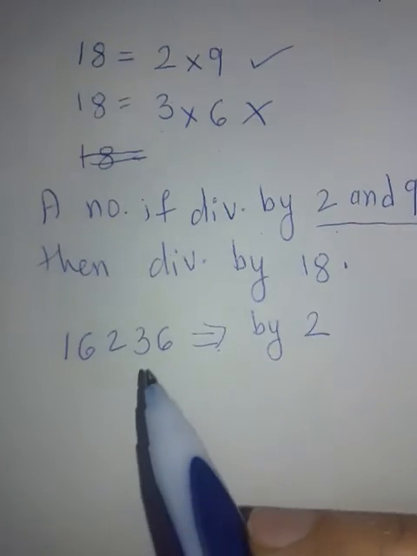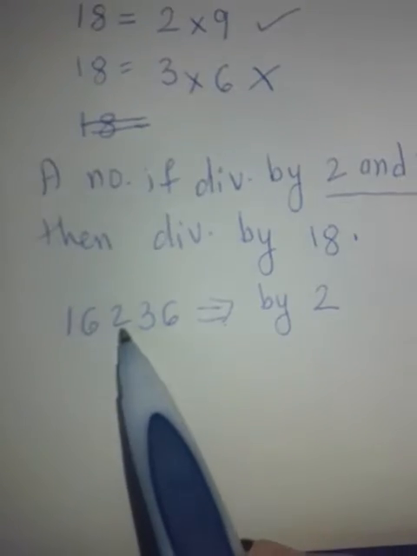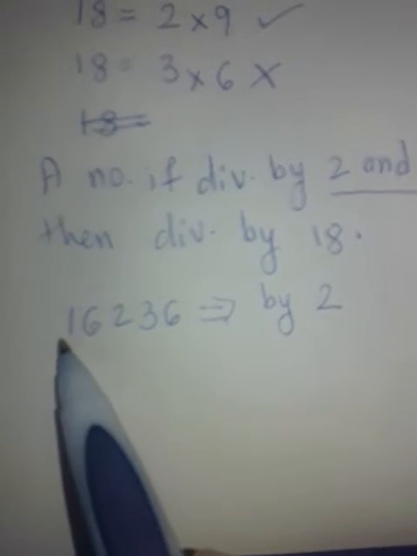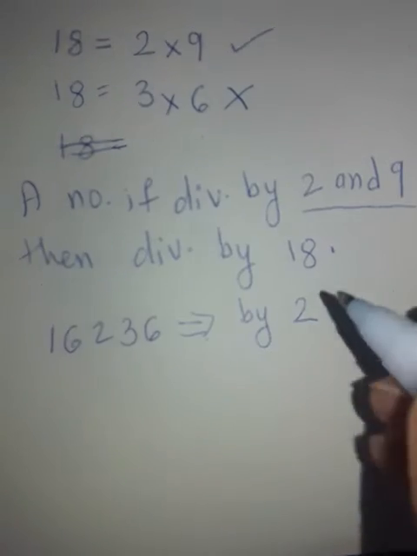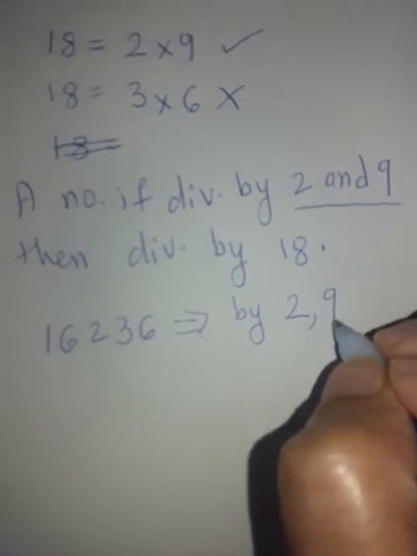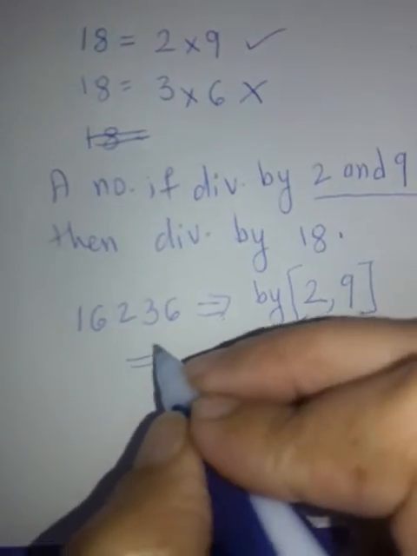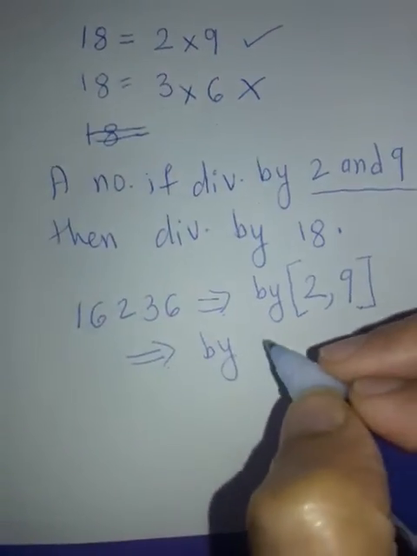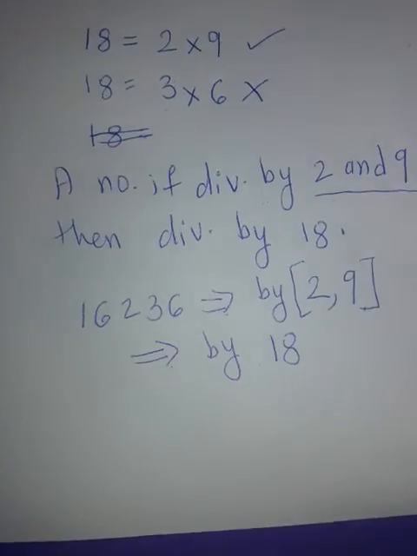Is it divisible by 9? Let's take the sum. 6 plus 3, 9. 9 plus 2, 11. 11 plus 6, 17. And plus 1, 18. 18 is divisible by 9. That means this number is divisible by 9 as well. It is divisible by 2 and 9, which means it is divisible by 18.